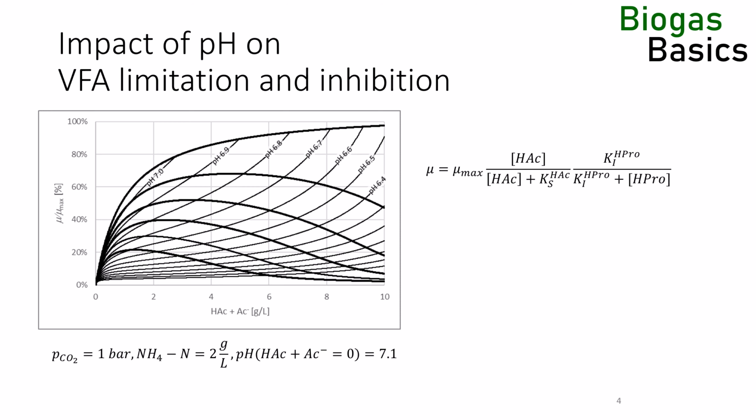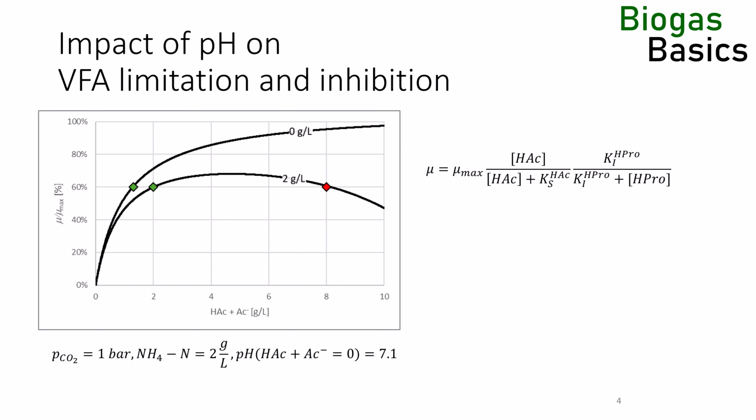For example, if the microorganisms have to grow at a relative growth rate of 60%, they can grow at no propionic acid and 1.33 gram per liter total acetic acid, or at 2 grams per liter of each, total acetic and total propionic acid, or at 8 grams per liter total acetic acid and 2 grams per liter total propionic acid. The last point is an unstable solution. Let me explain what unstable means.